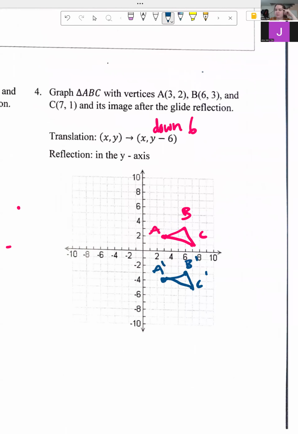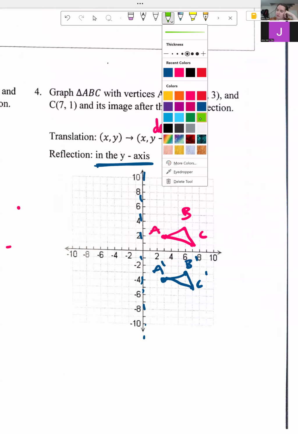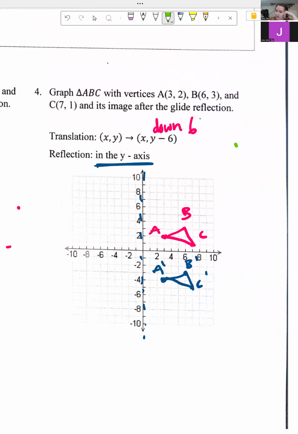Okay. And then we're going to reflect across the y-axis. So we're reflecting across this line right here. And remember, each point needs to be equidistant from the line of reflection that we have. Okay. Lime green is what we're going with. Okay. A prime right now is 3 away. 1, 2, 3 boxes. We're going to go 3 more. 1, 2, 3. Point right there. Label it A double prime.